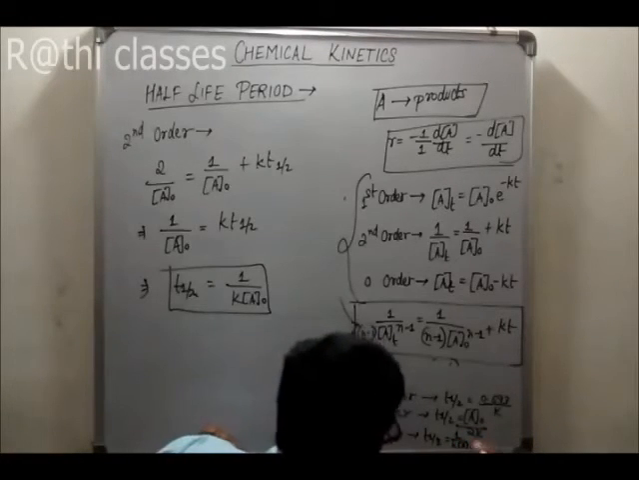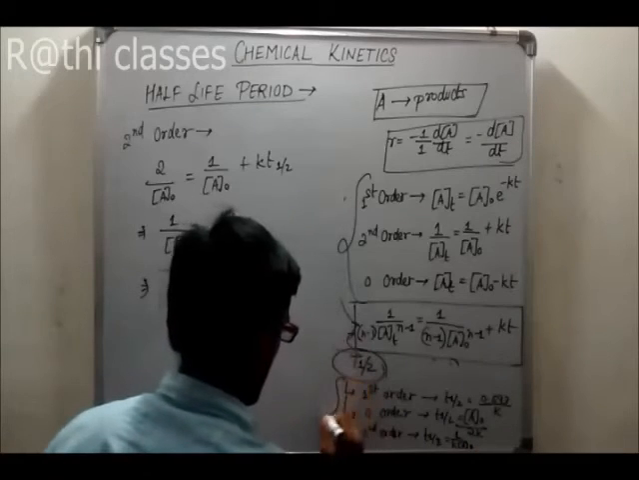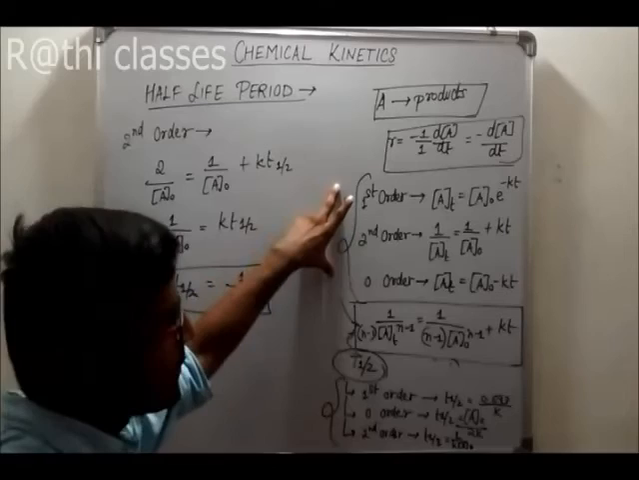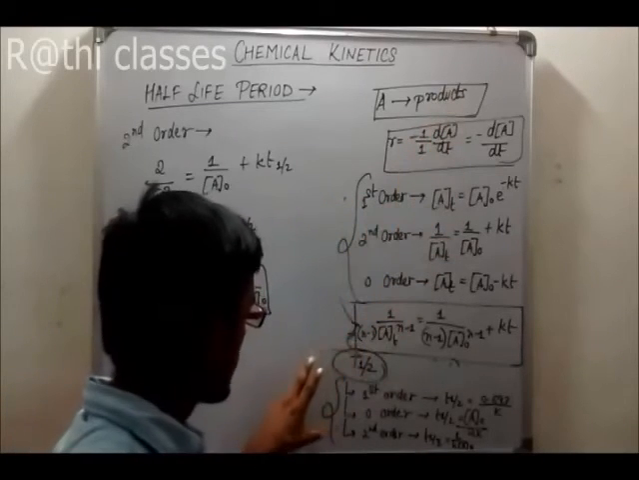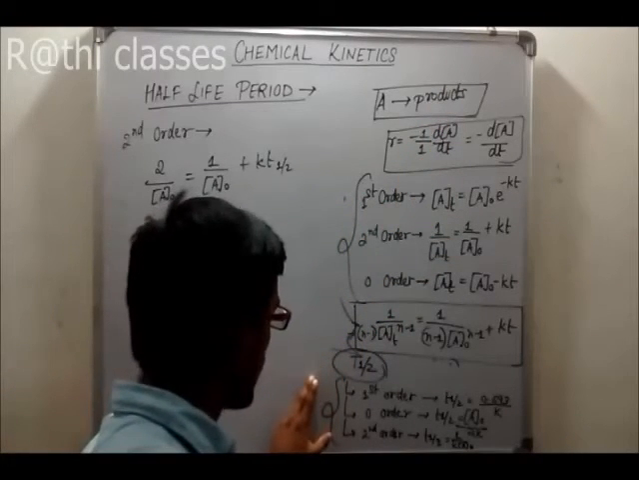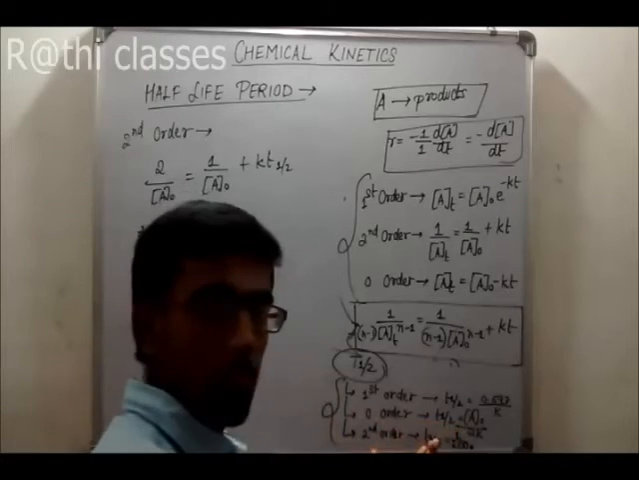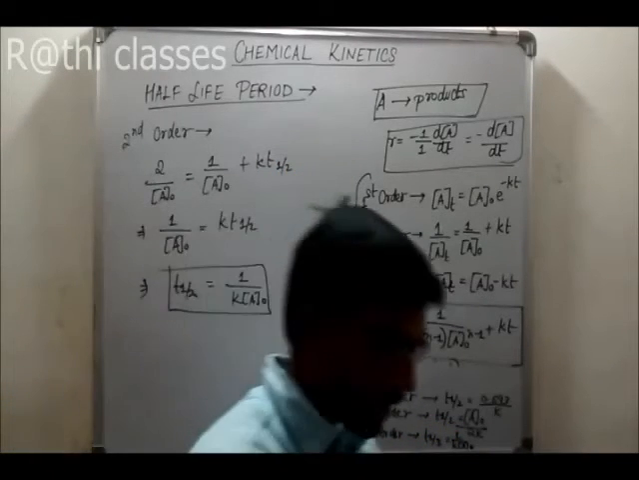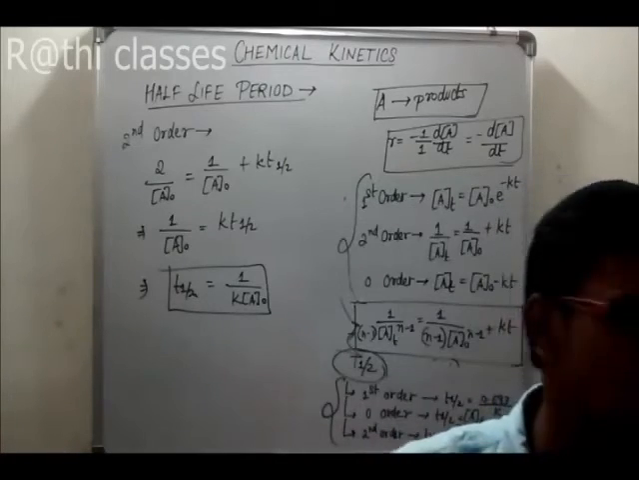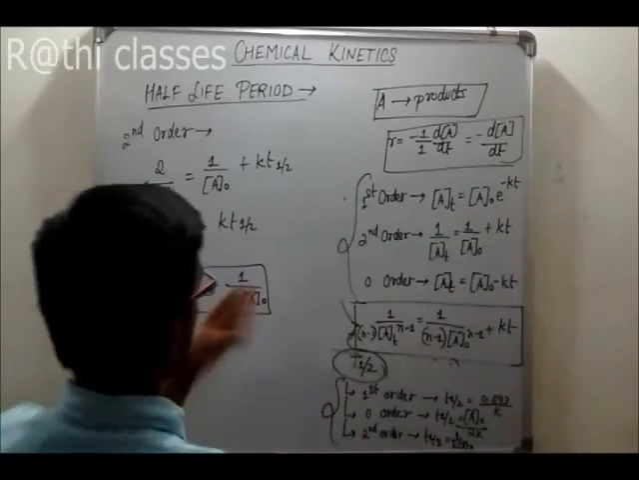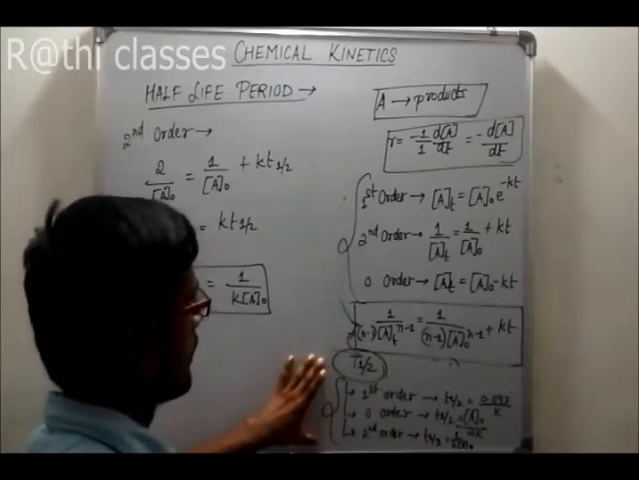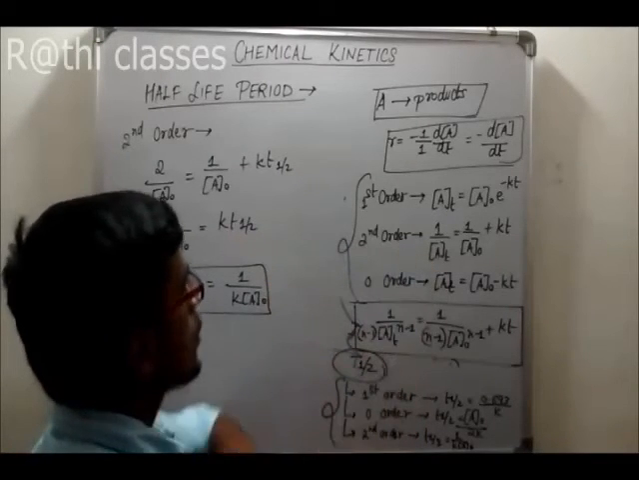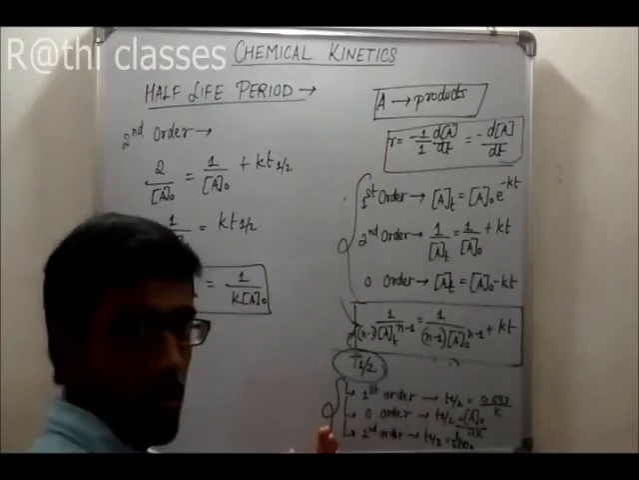1 upon K naught, right? So these were the results for the relation between concentration and time, and these were the formulas to find the half-life period, right? Using the integrated rate law and the basic integration formulas, we derived these two important results. This governs the entire chapter, and most of the questions appear on this part, right?